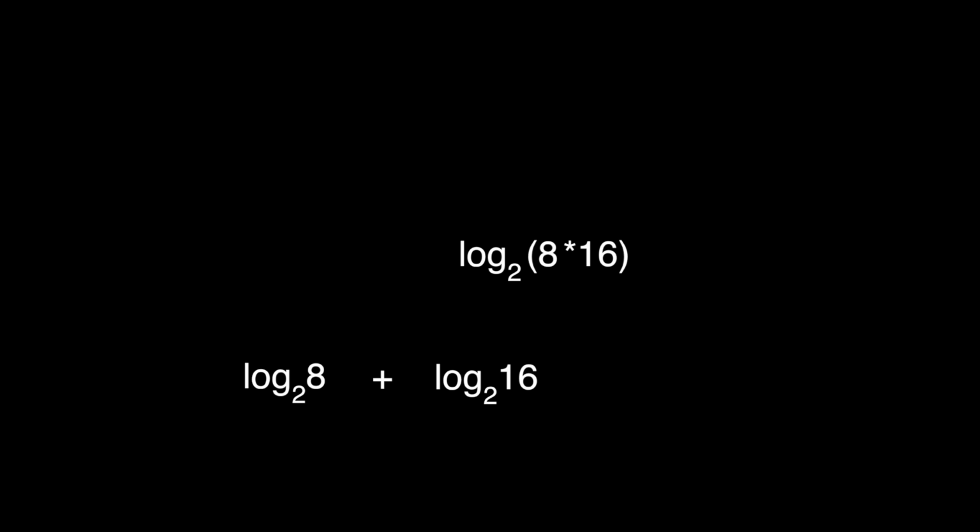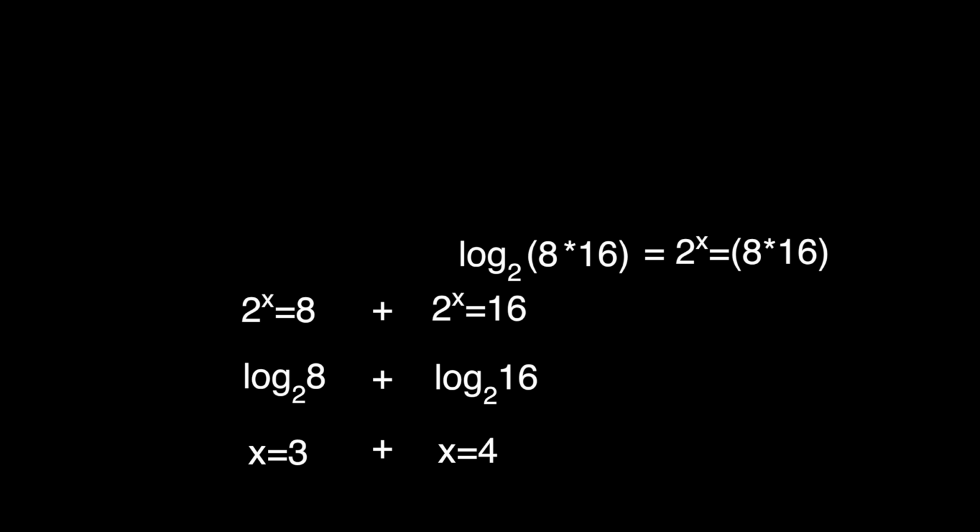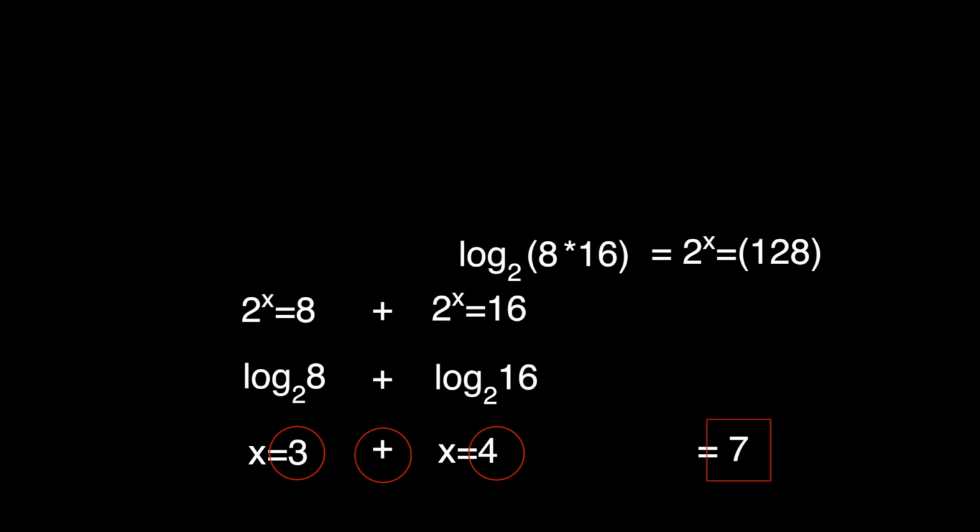This can be proven. Log base 2 of 8 is the same thing as saying 2 to the what power equals 8. And intuitively, we know that to be 3. Log base 2 of 16 is therefore 4. And log base 2 of 8 times 16 can be rewritten as 2 to the x equals 8 times 16, also known as 128. And of course, 2 to the 7th power equals 128, meaning that 3 plus 4 equals 7.